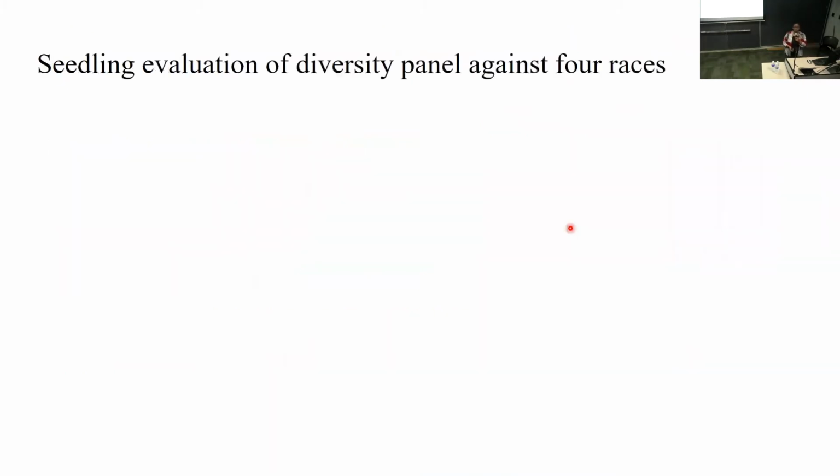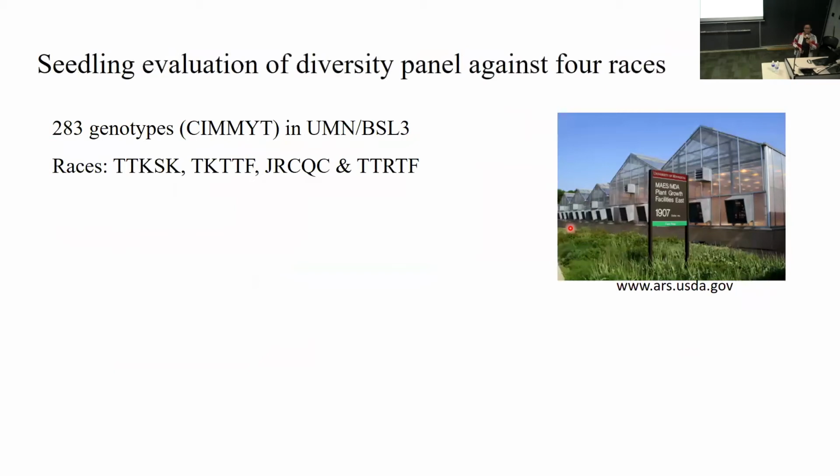So we did seedling evaluation against four important races, and for this we got a panel of 283 genotypes from CIMMYT, and we evaluated them for seedling response in the University of Minnesota BSL3 facility against four races. TTKSK is the original Ug99 race, TKTTF is the Digalu race, and JRCQC and TTRTF are special durum races.